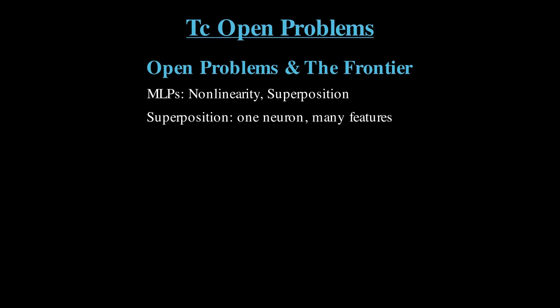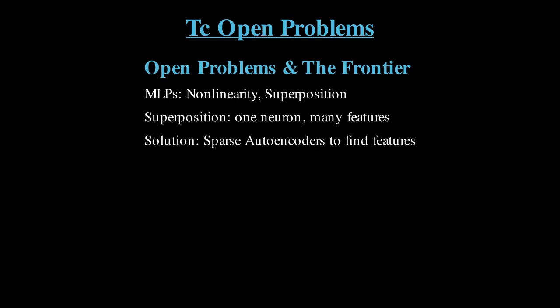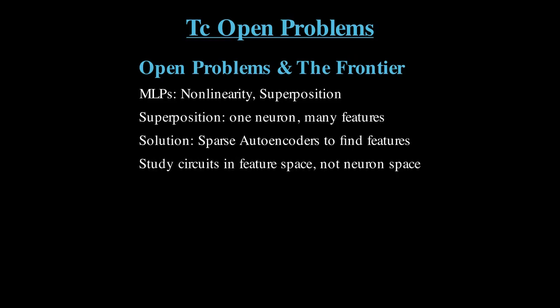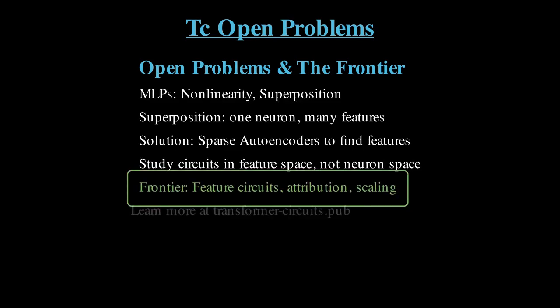Anthropic's main response to this is the sparse autoencoder. The idea is to dictionary learn the true features from a model's activation space. We can then study circuits in this learned feature space, rather than in the messy, superimposed neuron space. This is the frontier today, building feature-level circuits, creating comprehensive attribution graphs, and scaling these techniques to frontier models. The framework is the foundation. The work continues at transformercircuits.pub.